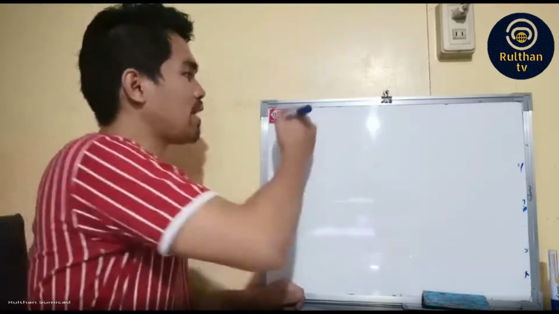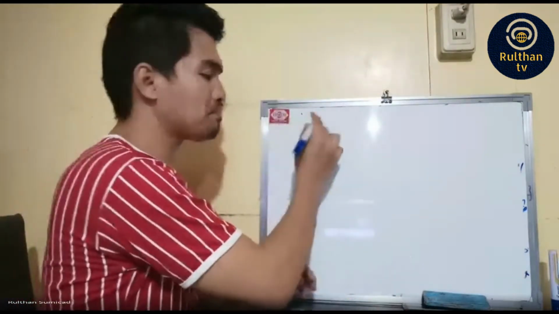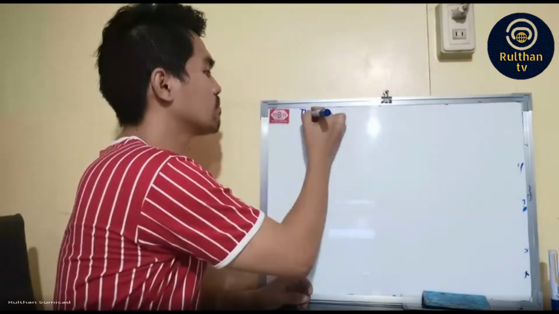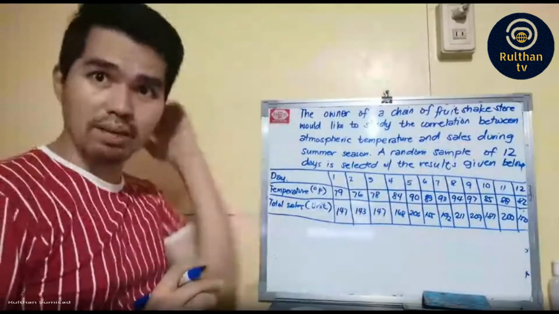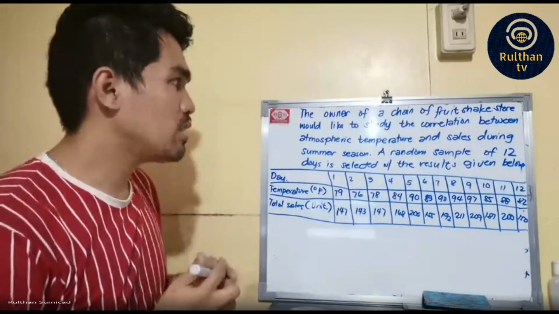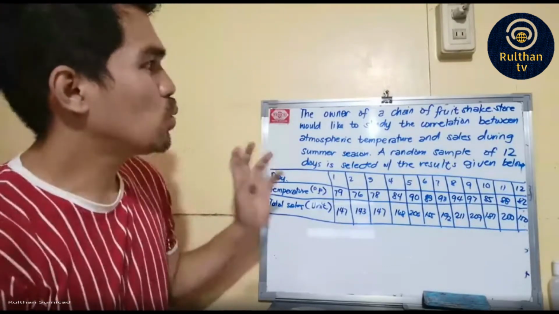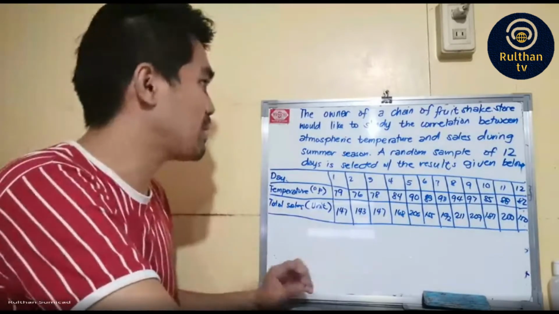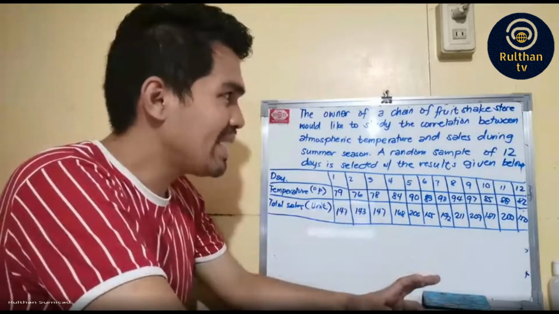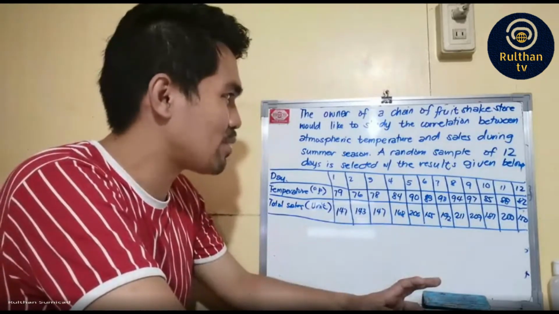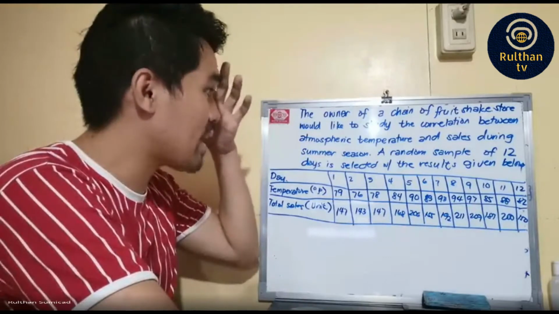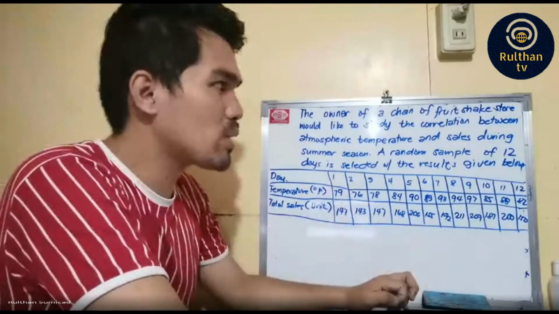Okay, let's take this as our first example. We have here our given data set. The owner of a chain of fruit shake stores would like to study the correlation between atmospheric temperature and sales during the summer season. A random sample of 12 days is selected, with the results given below.